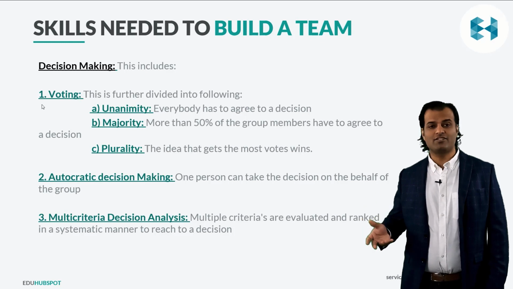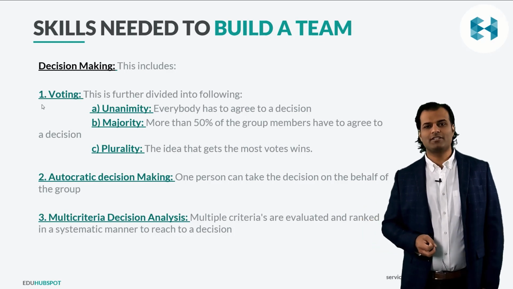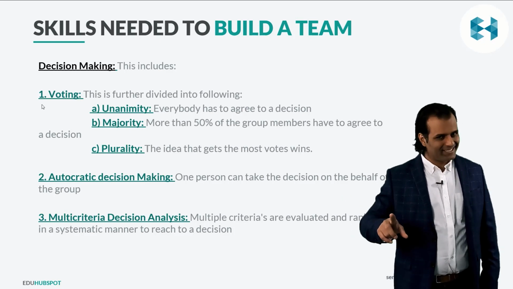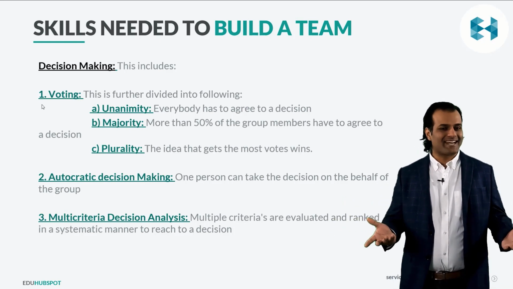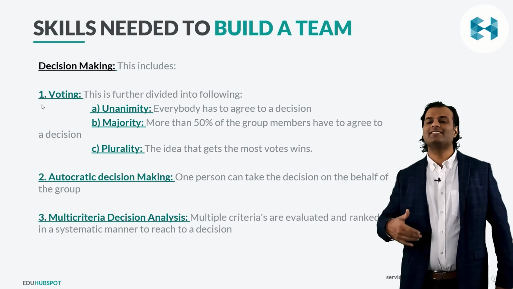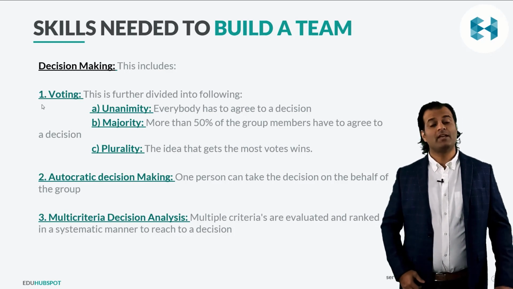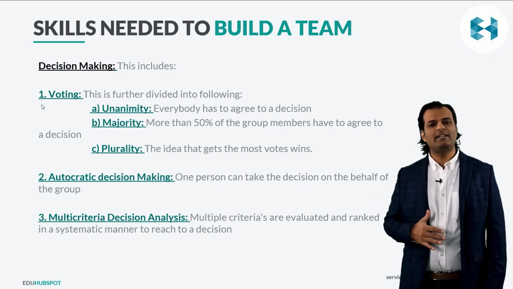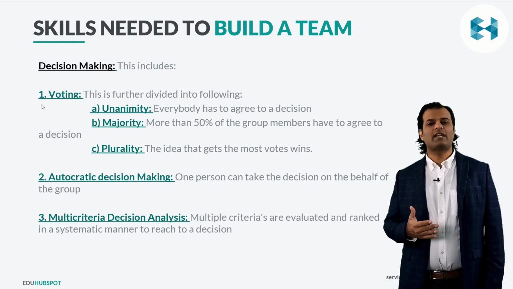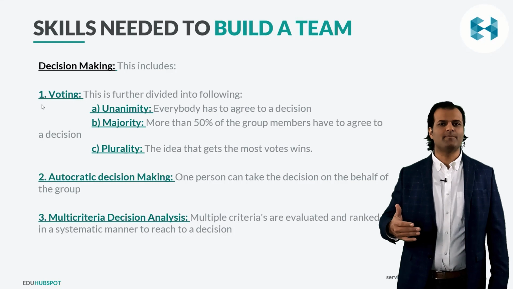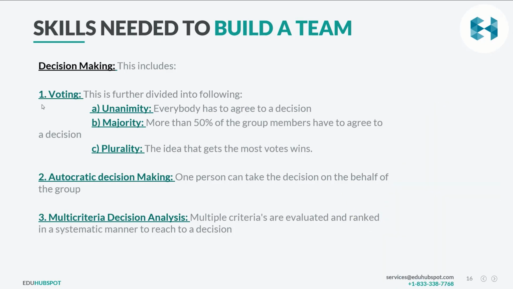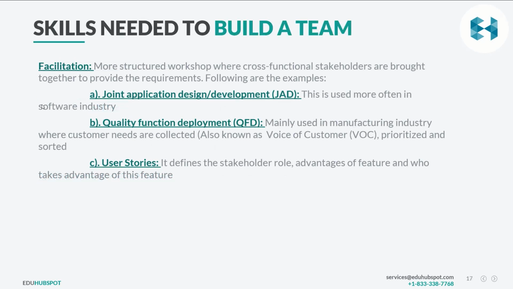Or in other situation, you do autocratic decision making, where Varun comes into the picture and says no discount, 0% discount. So that's your autocratic decision making. Like one person takes the decision on behalf of others. And we also have multi-criteria decision analysis. You have different criterias, you define those different criterias, evaluate it, rank them, and based upon those criteria, you take a decision. That's also multi-criteria decision analysis.